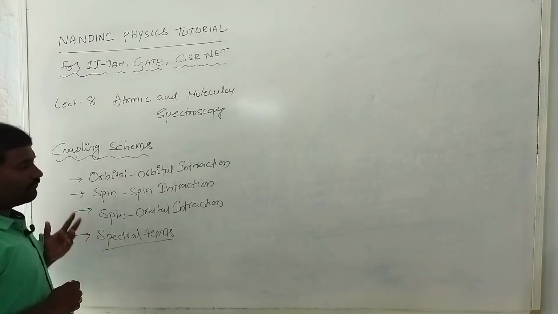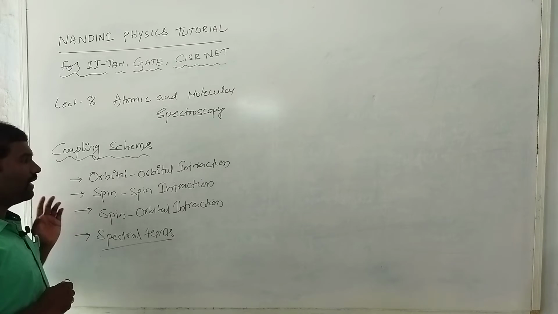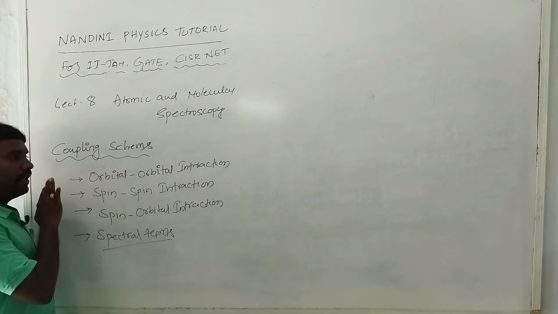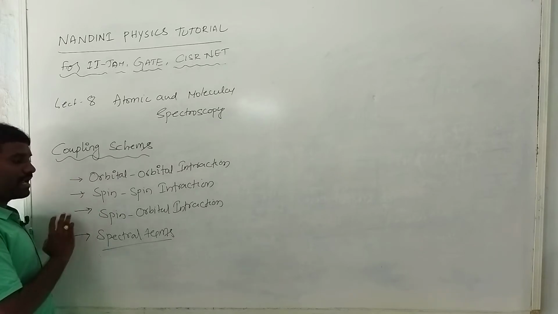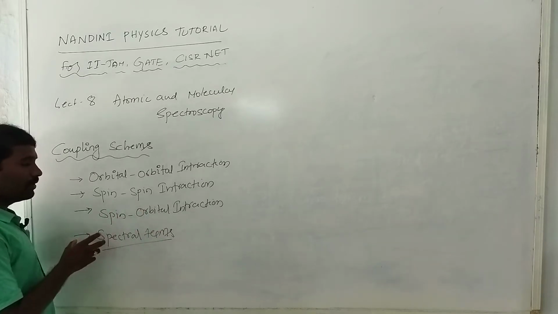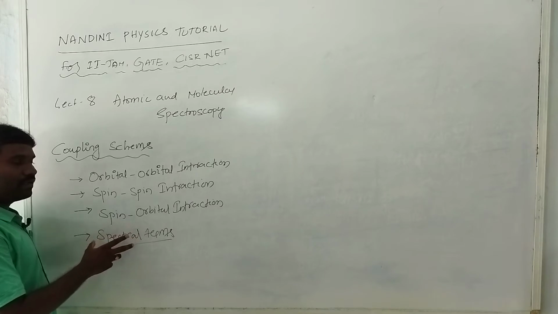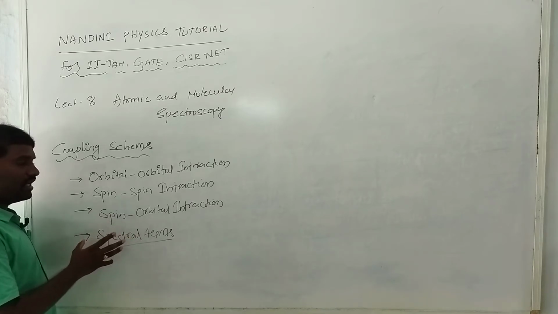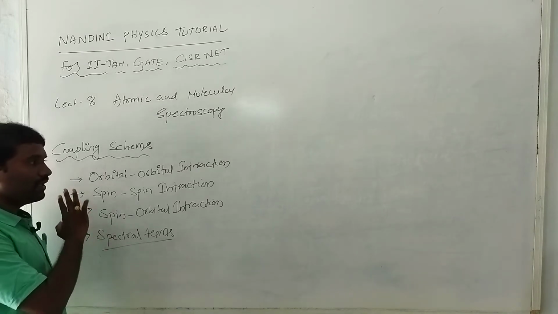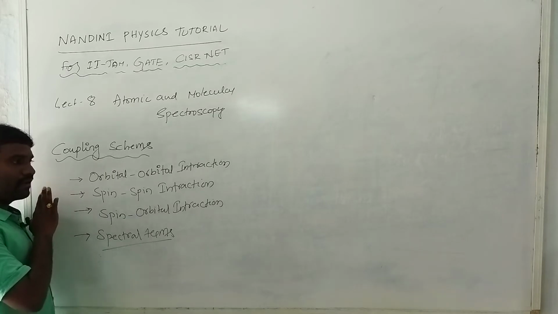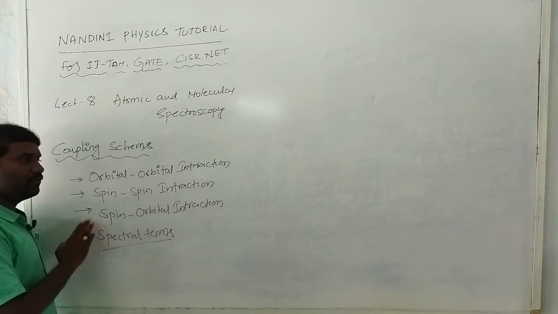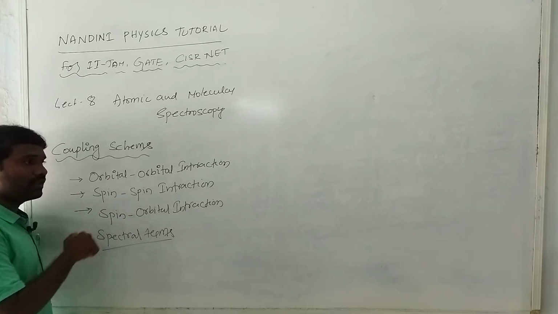After finishing this class, you will have a clear idea about orbital interaction, spin interaction, and spin orbit interaction. Finally, you will know how to write the spectral terms and ground state energy levels by using these interactions. After completing the class, you will be clear about all the doubts.